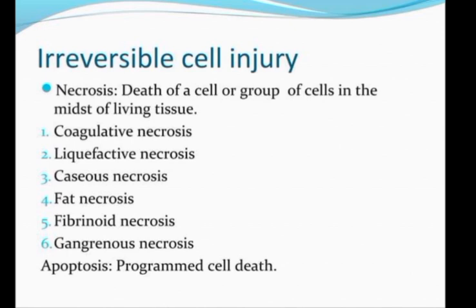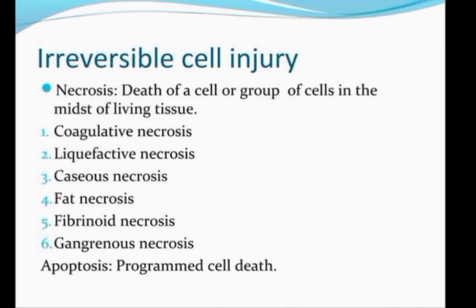Then, pathogenesis of ischemic and hypoxic cell injury. Ischemia means reduced blood supply, but hypoxia means reduced oxygen supply in tissues. Ischemia will be more severe than hypoxia, because in this both oxygen and nutrient supply are reduced, and it also prevents removal of the metabolic waste products.